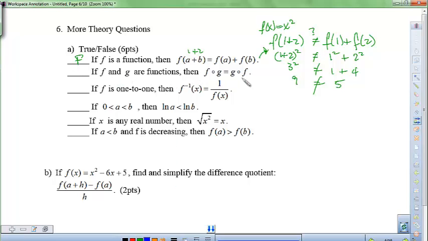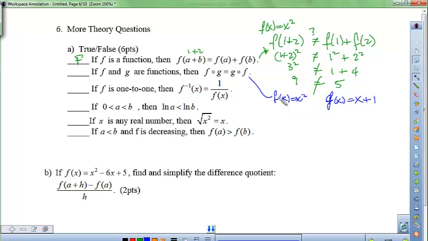Second one: if f and g are continuous, then f of g is the same as g of f. This is the composition. Again, we can use simple functions like this, and then I can use another one. Let's say I'll use the same f over here, f of x is equal to x squared, and maybe let's say g of x is equal to x plus 1.